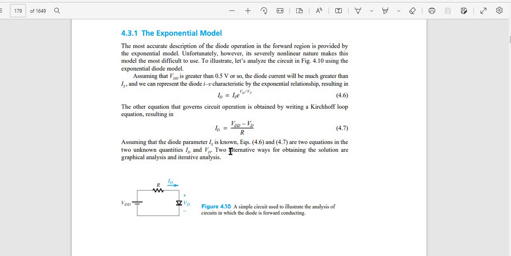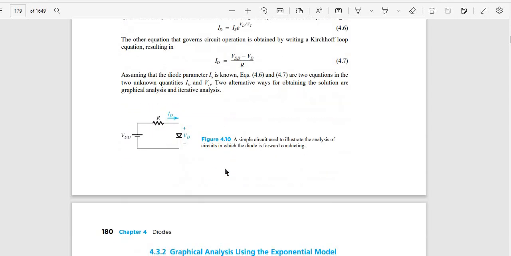Two alternative ways for obtaining the solution are graphical analysis and iterative analysis. Figure 4.10, a simple circuit used to illustrate the analysis of circuits in which the diode is forward conducting.